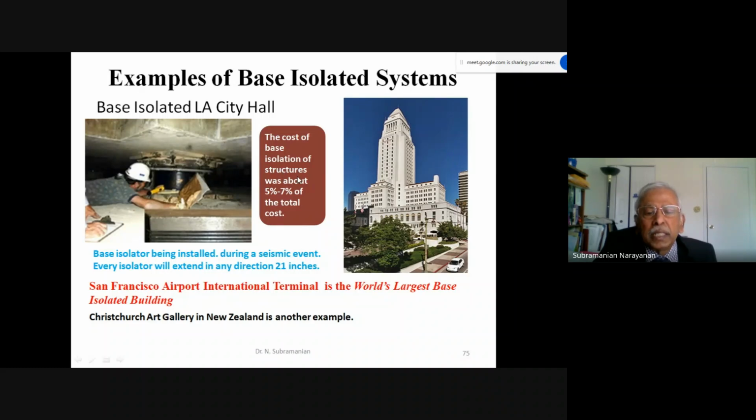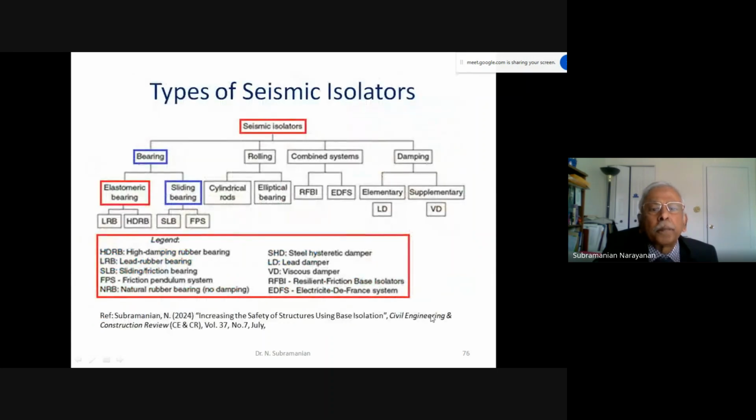The cost of the base isolation was about 5 to 7% of the total cost. You see this bearing here, the base isolator. Every base isolator in this building will extend 21 inches in any direction. And the San Francisco Airport International Terminal is the world's largest base isolated building. And Christchurch Art Gallery in New Zealand is another example.